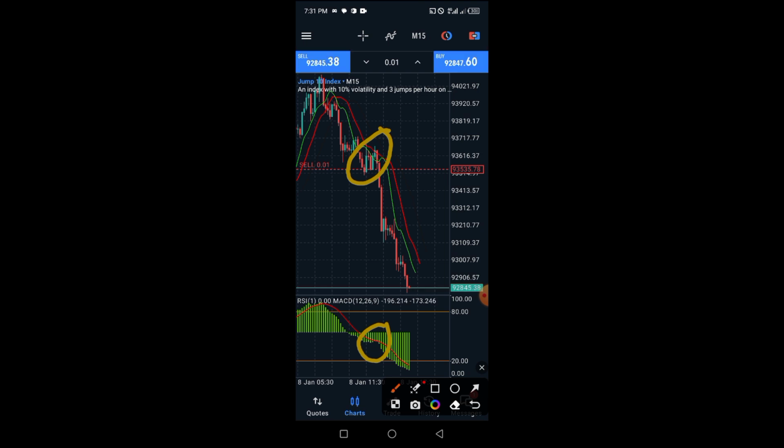Okay, and when it's touching the signal line, it has to start coming down again. So you know that yes, this market is still going to go down. So you enter for a sell. Okay, you enter for a sell.